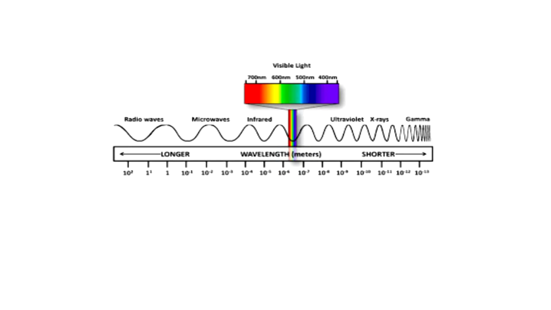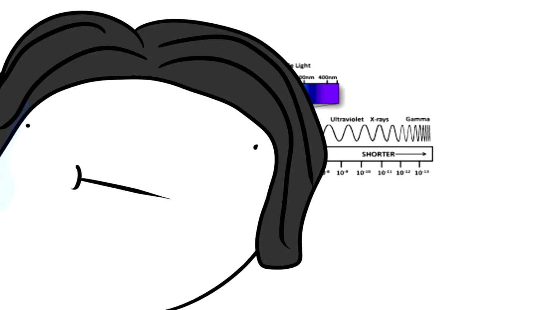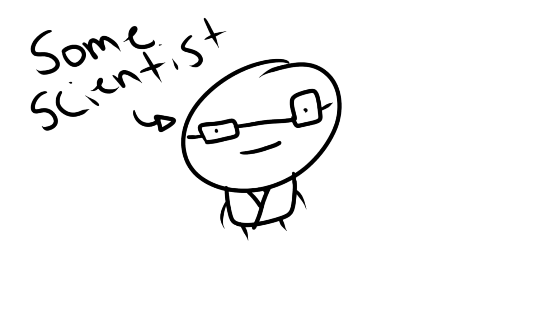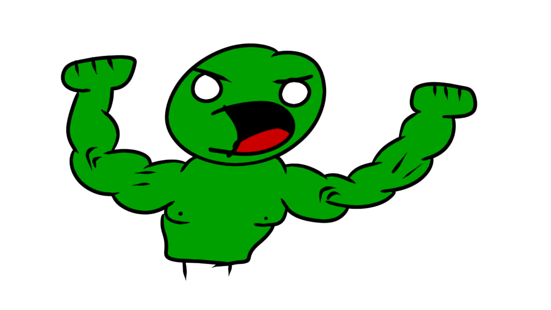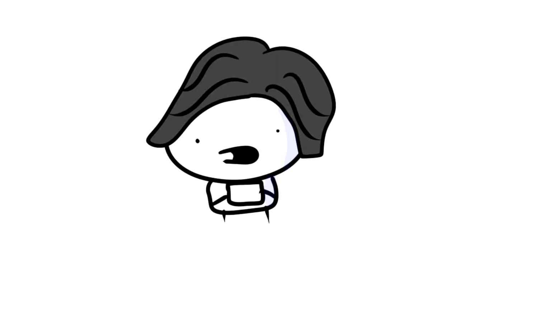These are all connected by the electromagnetic spectrum. The electromagnetic spectrum is a term used by scientists to describe the entire range of light that exists. From radio waves to gamma rays, most of the light in the universe is in fact invisible to us. Light is a wave of alternating electric and magnetic fields.